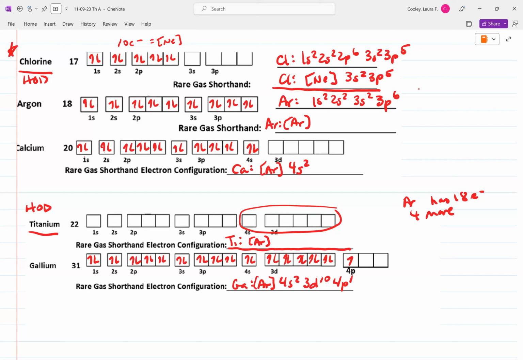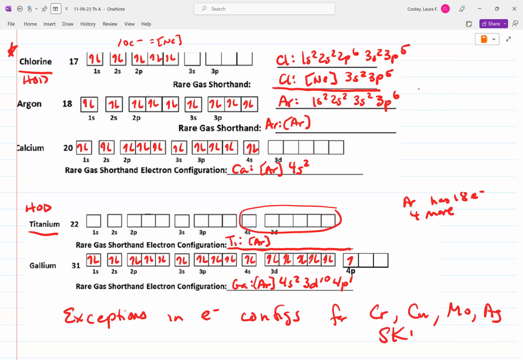Okay, so I think that's enough of that. You get the hang of that. Now, there's a couple of exceptions that I'm not going to tell you about, and we're not going to study this semester. There are exceptions in the electron configurations for Cr, Cu, Mo, and Ag, but we're going to skip them because they're just not that important. Okay?